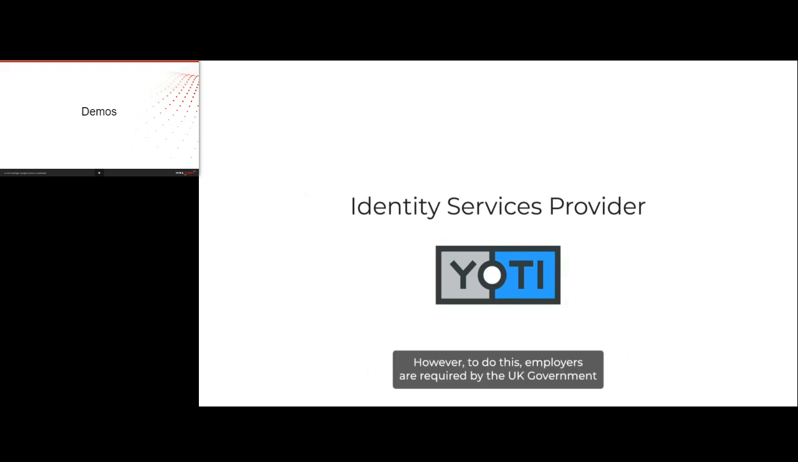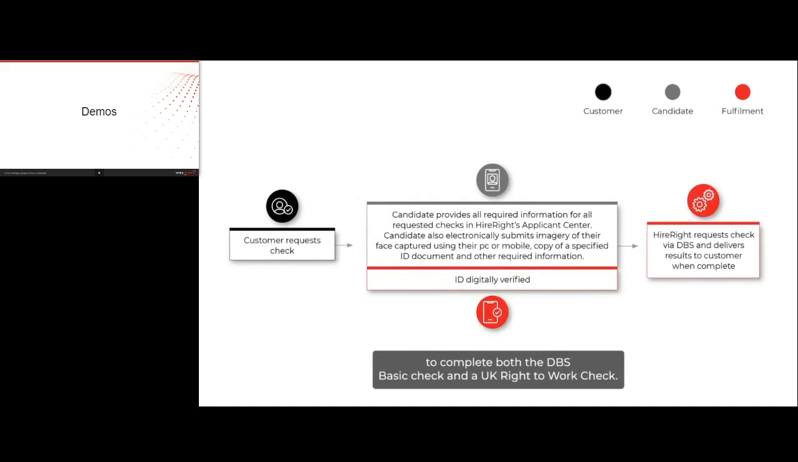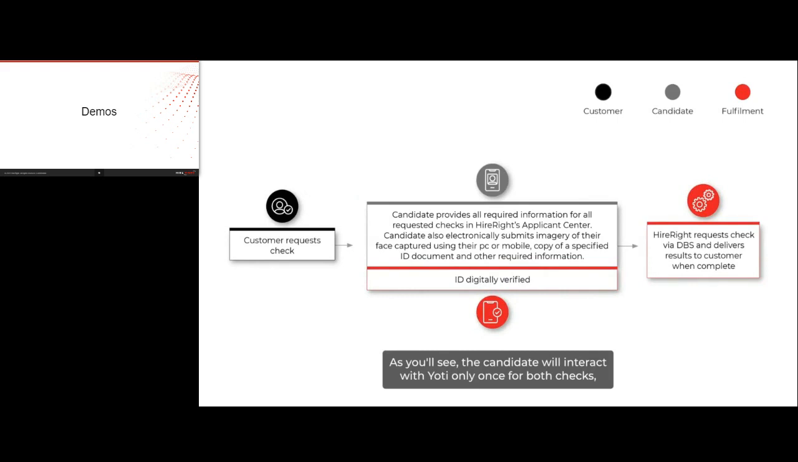However, to do this, employers are required by the UK government to use the service of an identity services provider, also referred to as an IDSP. Yoti is a certified IDSP. The screens in this demonstration show the process where a candidate is required to complete both a DBS basic check and a UK Right to Work check. As you'll see, the candidate will interact with Yoti only once for both checks, simplifying the process for both them and for you.